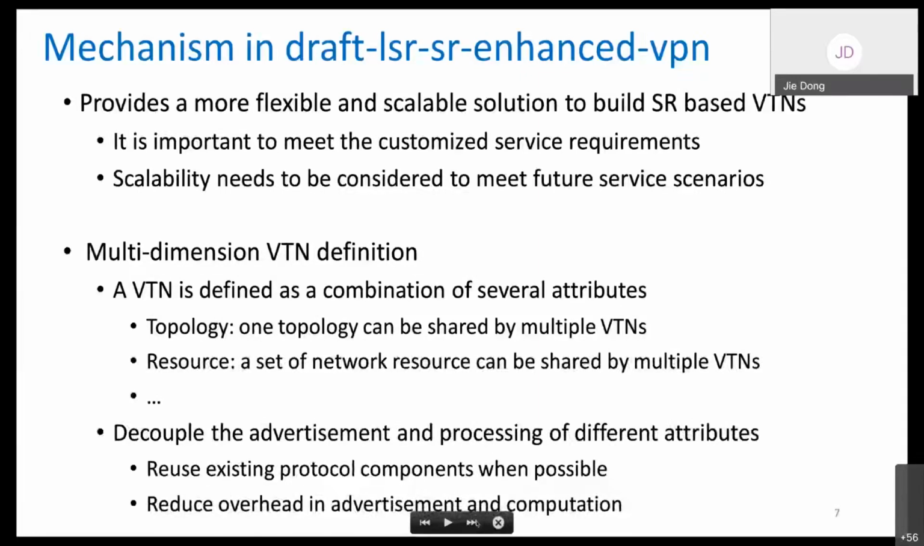Basically, in this draft, we give a multi-dimension definition to VTN. VTN is defined as a combination of several attributes, including the topology, resource, or other optional attributes which can be introduced later. In this case, a VTN references a topology so that different VTNs can reference the same topology. And similarly, the resource attributes can be shared by multiple VTNs on particular network nodes or links. In this draft, we also try to decouple the advertisement and processing of different attributes so that for different attributes, we can reuse the existing protocol mechanisms if possible. And it can also reduce the overhead. We can reuse some information when this component is shared by multiple VTNs, so that the overhead in advertisement and in computation can be reduced. Okay, next slide.